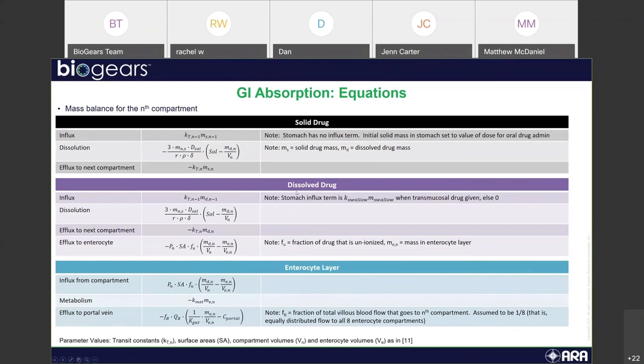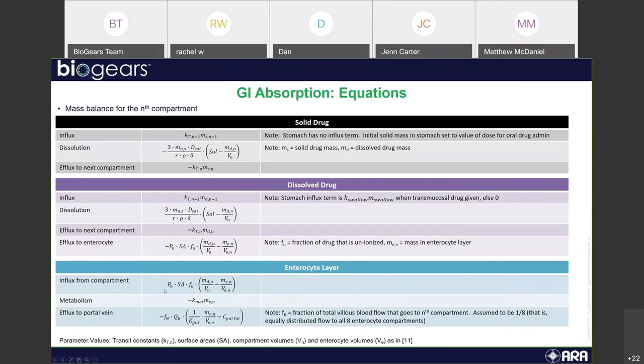So dissolved drug, again, there's influx from the previous compartment. If it's the stomach compartment, that influx comes from the OTSC model. It gains mass from whatever dissolves. There is efflux to the next compartment, and then there is permeation to the enterocyte layer. In this case, F sub U is the fraction of drug that is unionized. So in general, neutral drugs diffuse easier than drugs that have a charge on them. And then the mass is the mass of drug in the enterocyte layer.